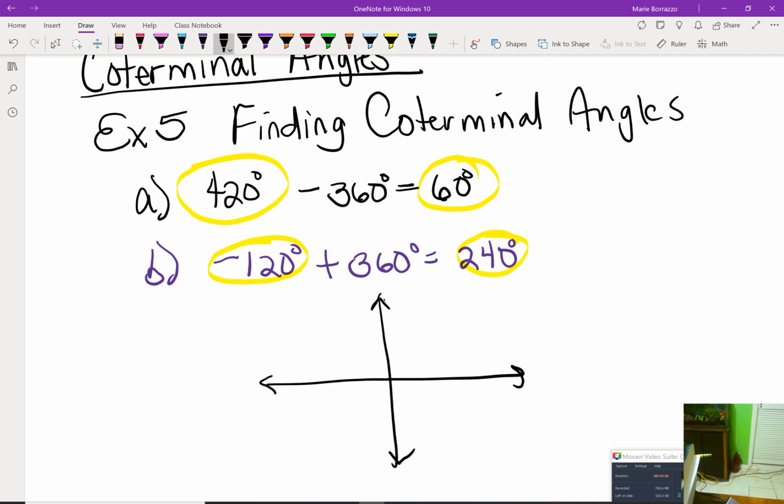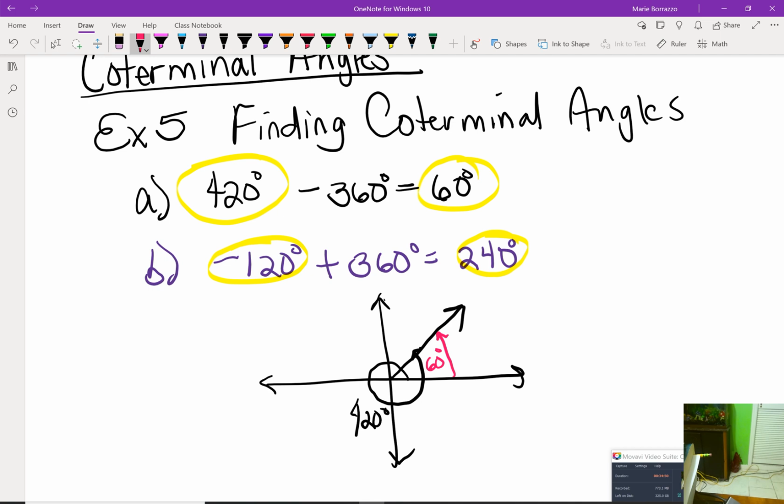So for example, if I have a 420 degree angle, as in part A, so that's your 420 degrees. In essence, this angle that coincides here, from here to here, that's 60 degrees. And that's what we're referring to. Same terminal side.